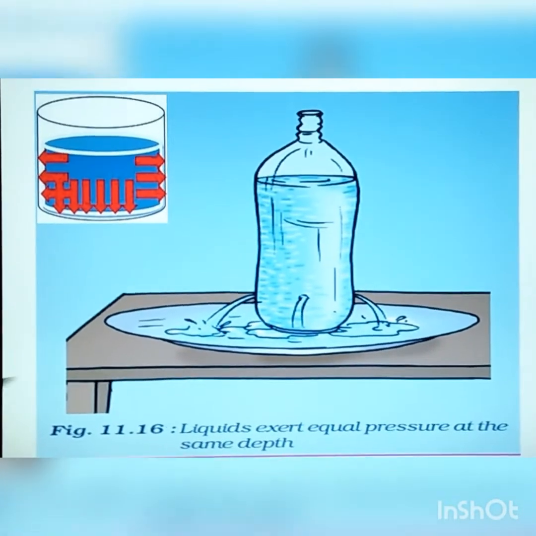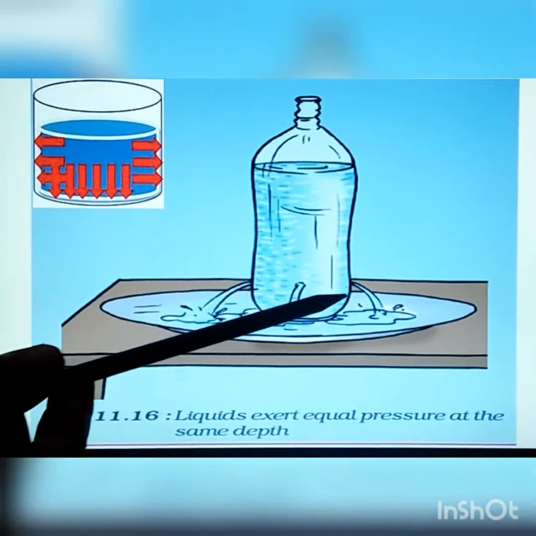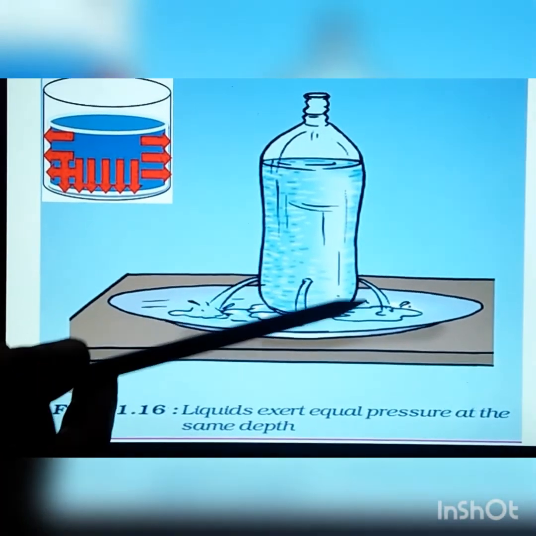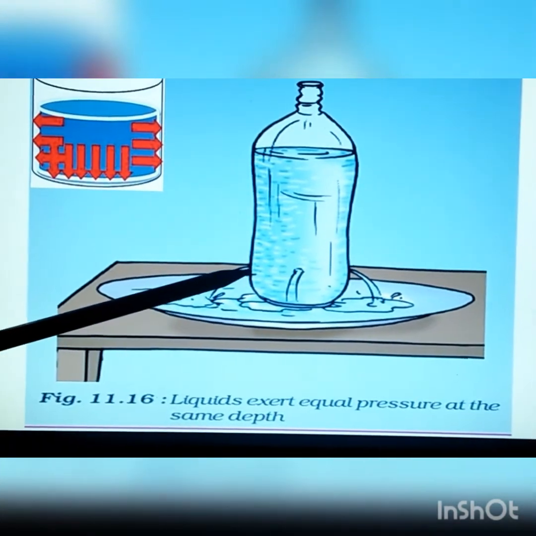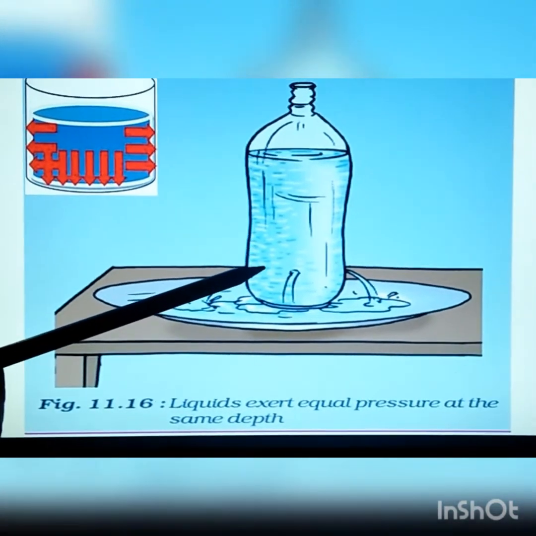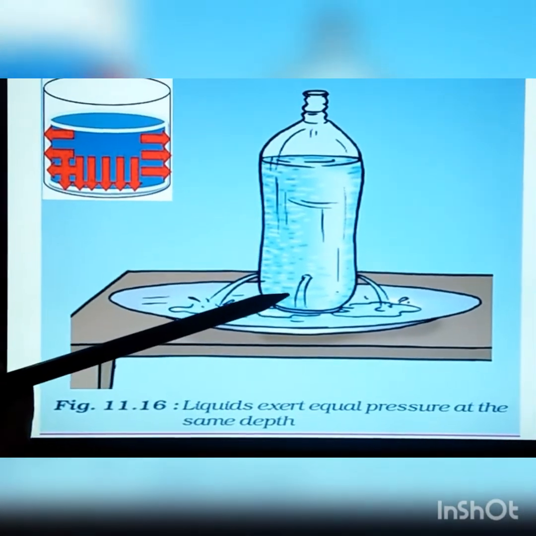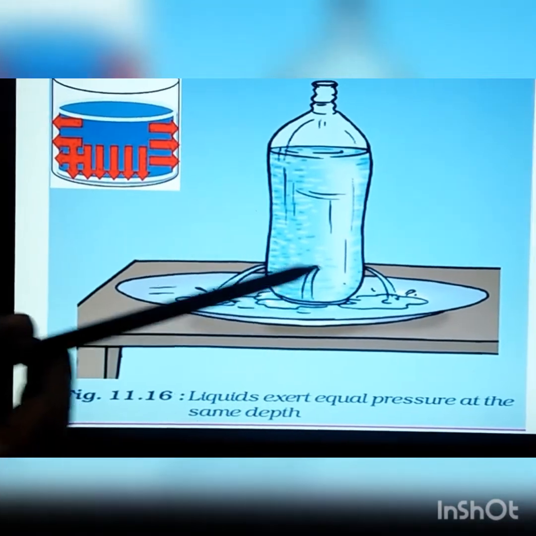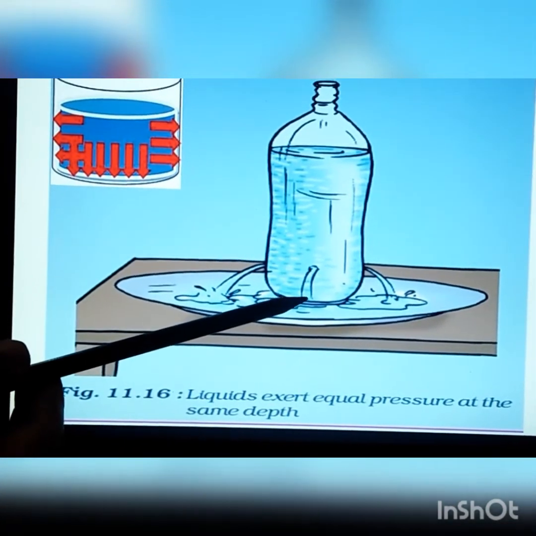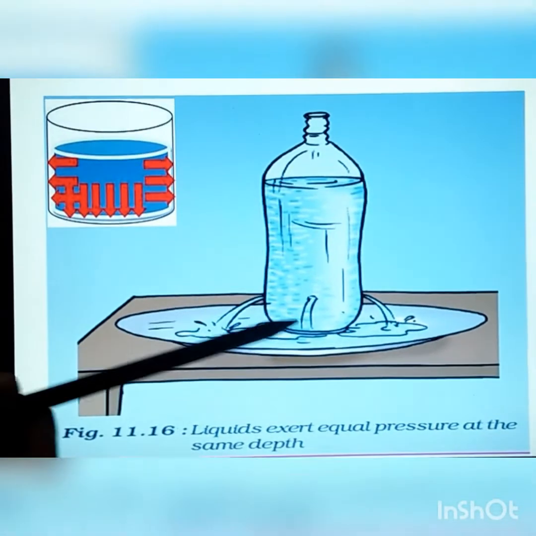Now, as you can see in this experiment, again you take an empty plastic bottle and make 4 holes, 1, 2, 3 and 1 at the back at the same level. Remember, they all are in the same level. We saw in the first experiment that as we increase the depth, the pressure also increased. But if we make all the 4 holes at the same depth, same level, the pressure of the water coming out from these 3 holes will be the same. Because the depth is the same, the pressure also will be the same.